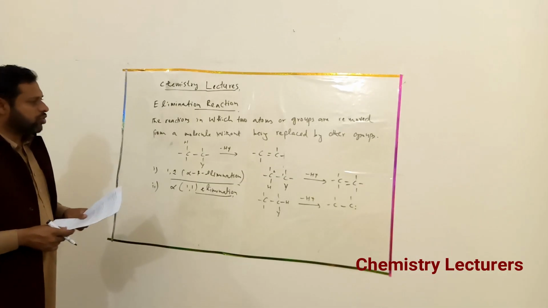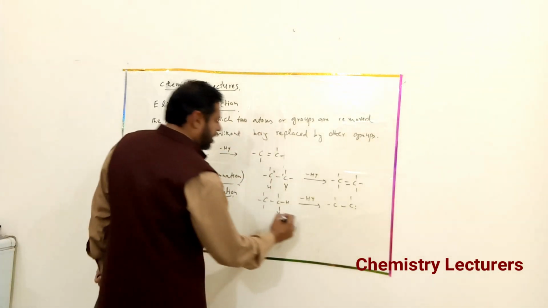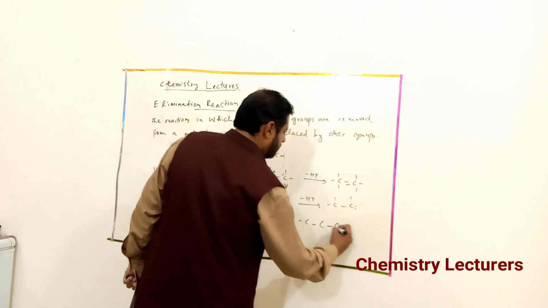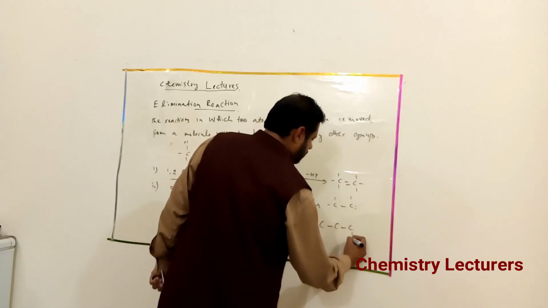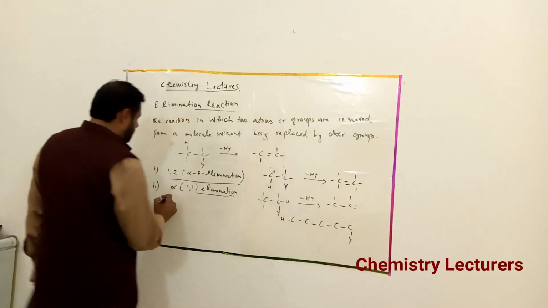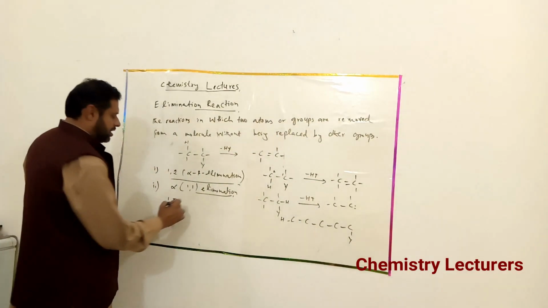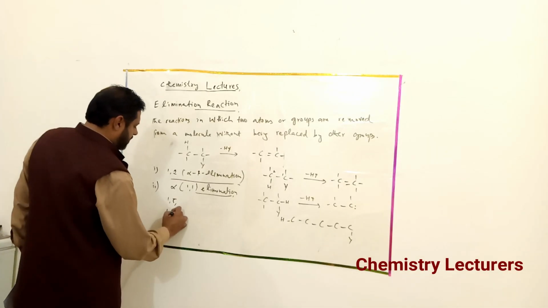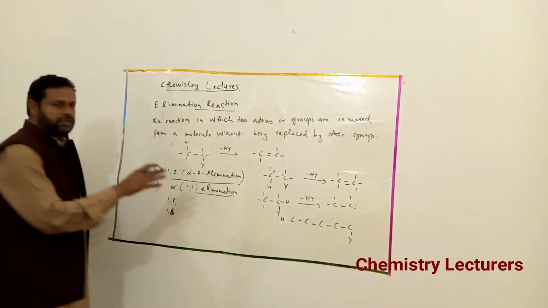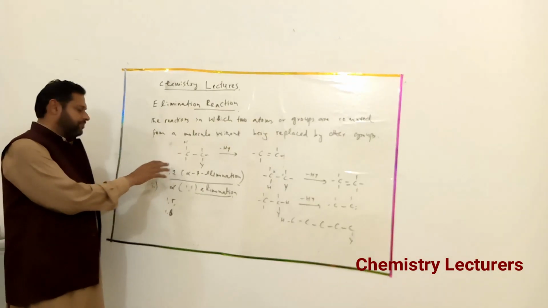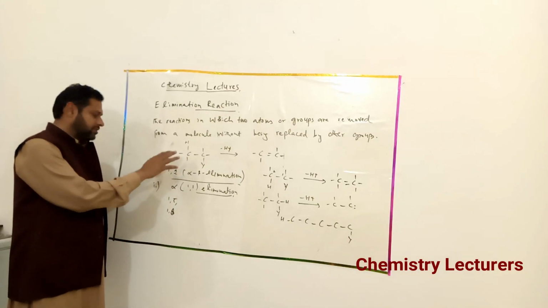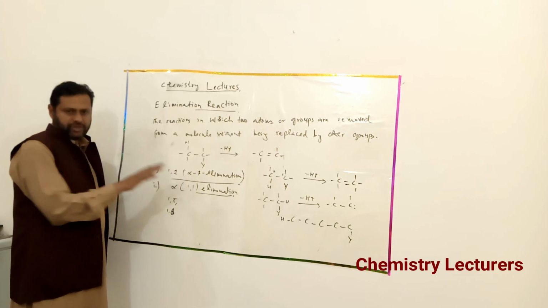There are other types of elimination reactions. If the two groups are removed from the 1st and 5th carbon atoms, one removed from the 1 carbon and the other from the 5th carbon atom, then these are called 1, 5 elimination reactions. There are also 1, 6 and other elimination reactions, but these are less common. So far we discussed only two types of elimination reactions, 1, 2 alpha beta elimination reactions and alpha or 1, 1 elimination reactions.